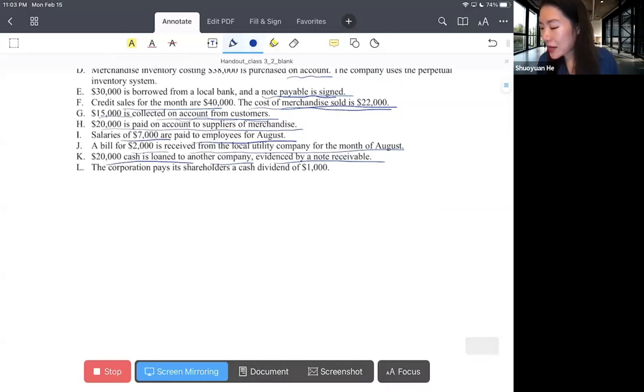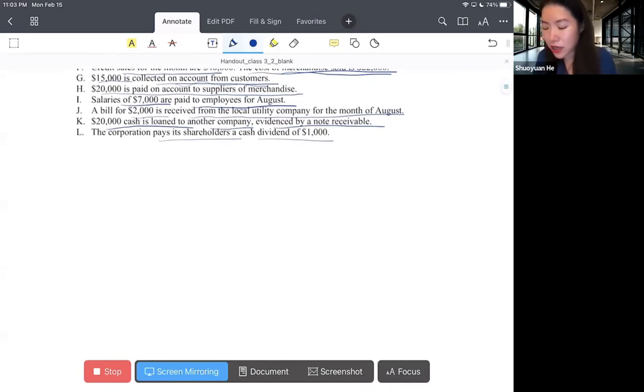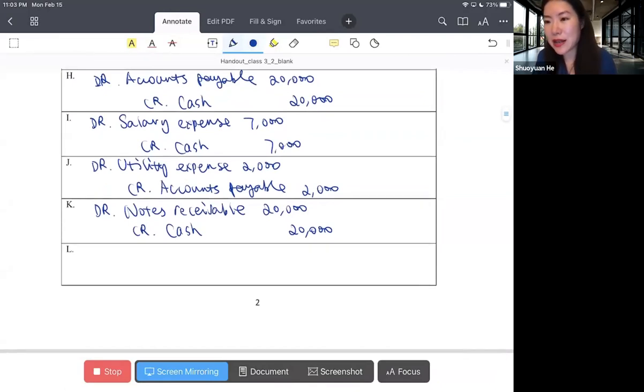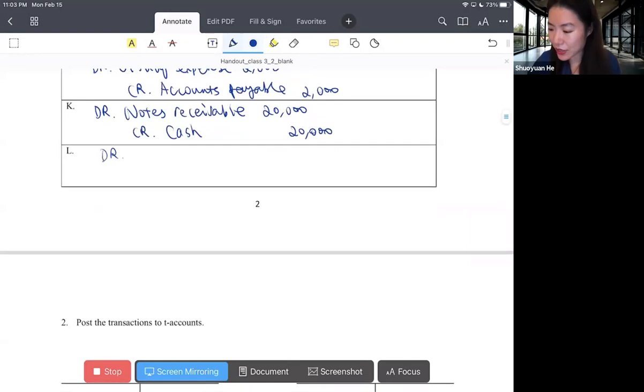The corporation pays its shareholder a cash dividend of 1,000. So here, cash goes down by 1,000. At the same time, there are two ways to do the journal entry here. In some books, it will tell you to debit the dividend account for 1,000, and then you close out the dividend account to retained earnings. But here we're just going to debit retained earnings directly, which is also okay. So debit retained earnings 1,000. Credit cash 1,000.